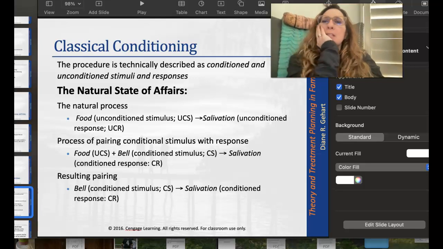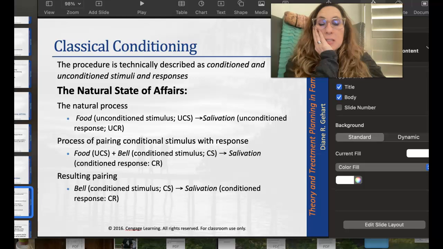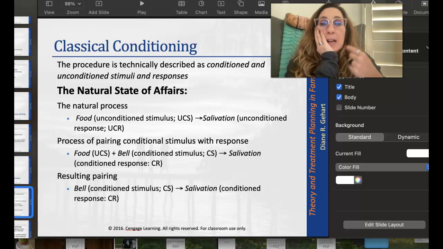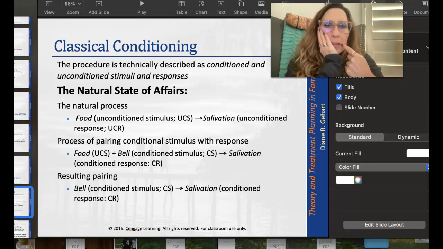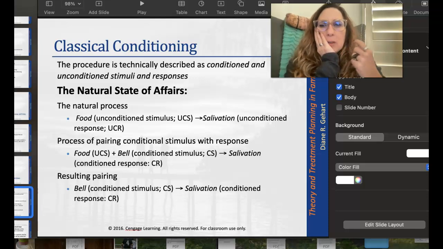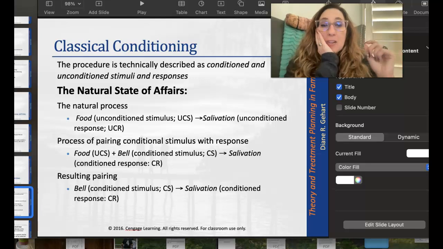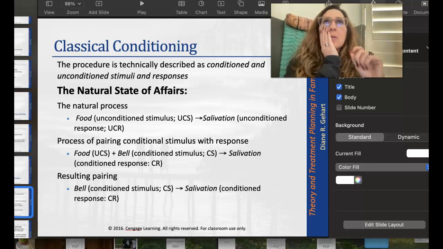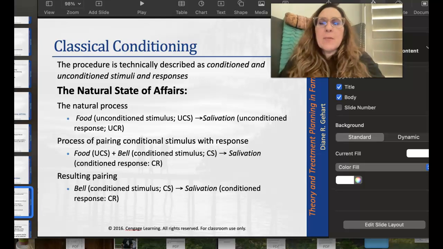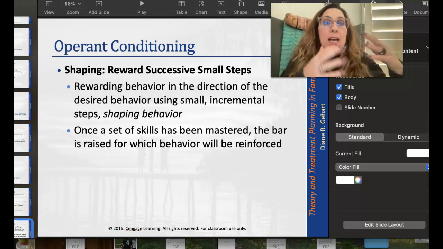So food is the unconditioned stimulus. Salivation is the unconditioned response, right? I see food, I get hungry, which then makes my mouth salivate, or I'm like, "Oh, that looks good." And so the goal for Pavlov's dog is that the food is the unconditioned stimulus, and then the bell was the conditioned stimulus. So when they hear the bell, they would salivate because they know food's coming. Okay. So these are the kinds of things that we can do with behavior techniques to change behavior.